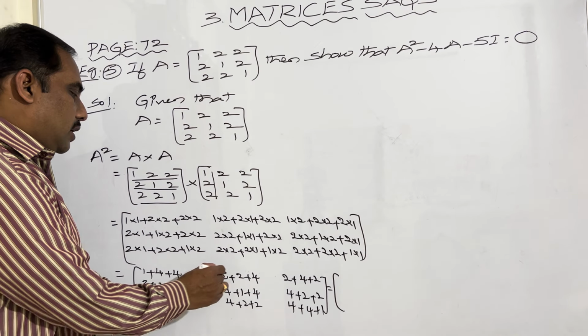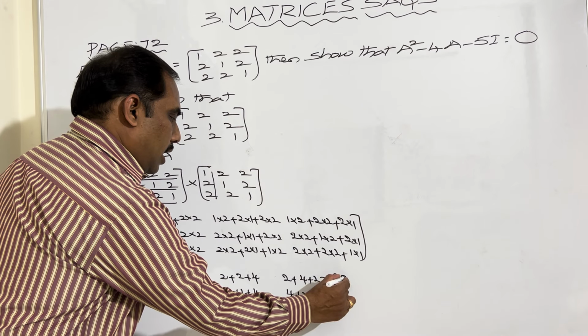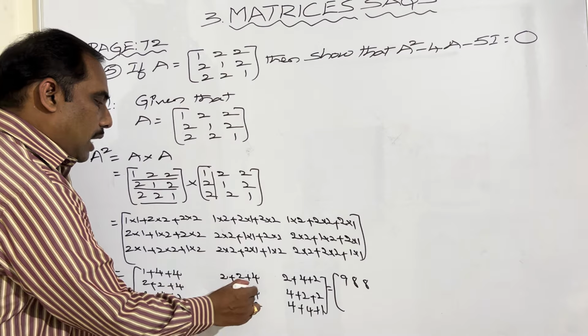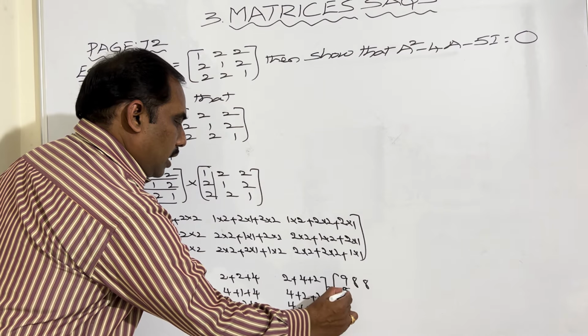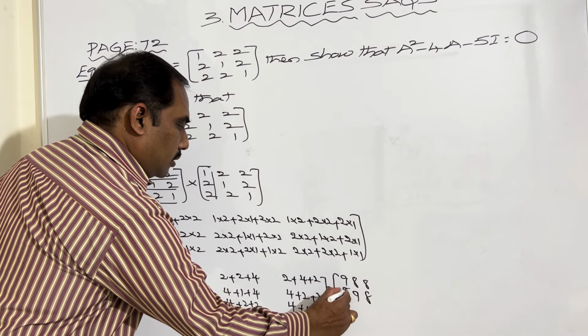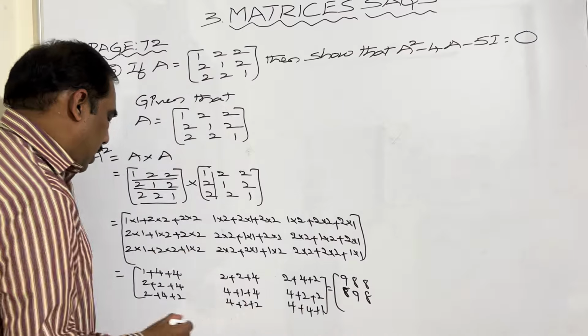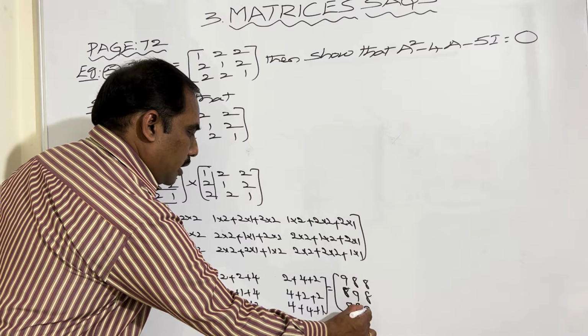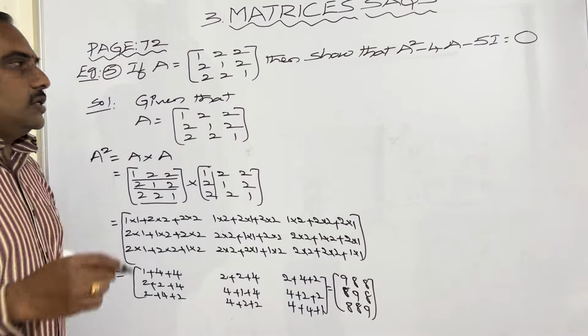Finally we get 9, 8, 8; 8, 9, 8; 8, 8, 9. So this is the matrix A square.